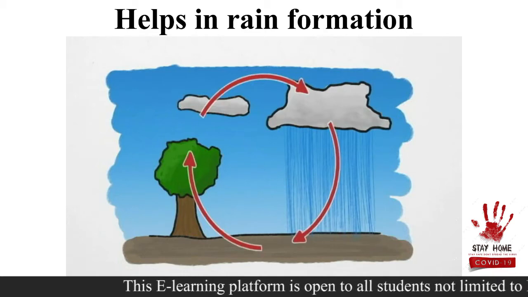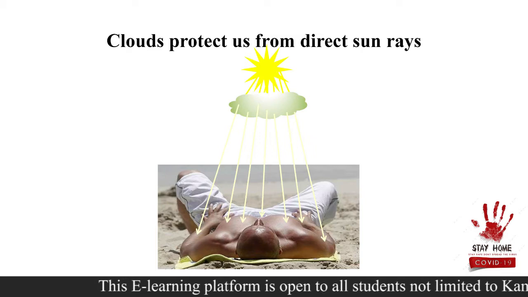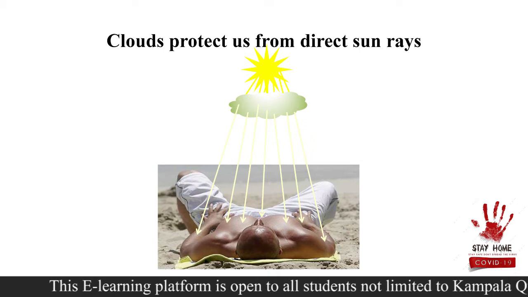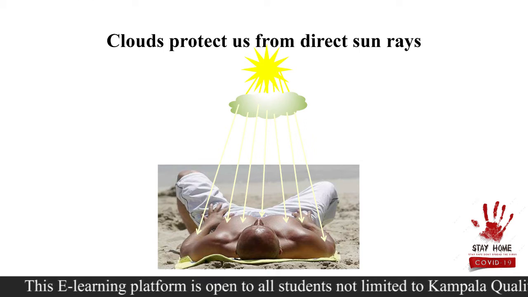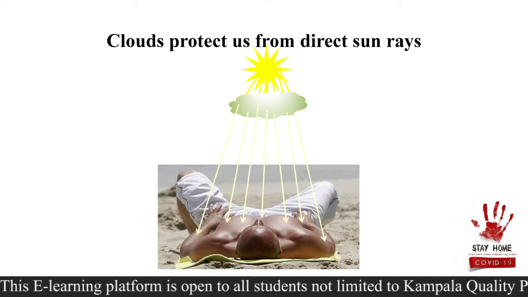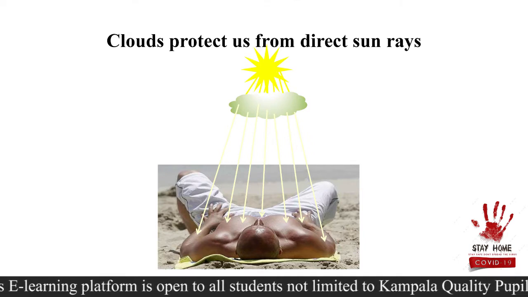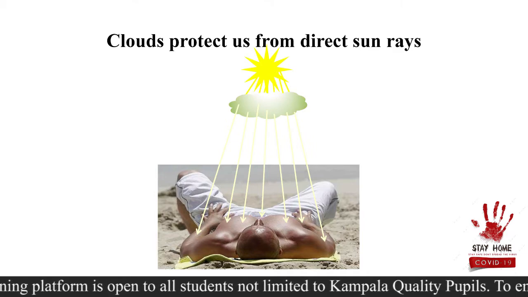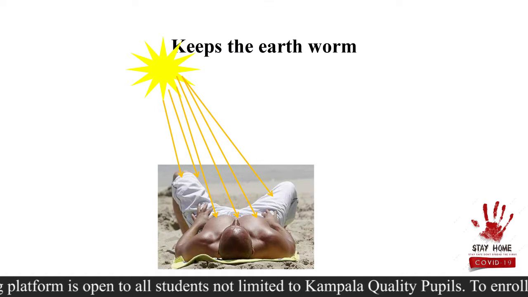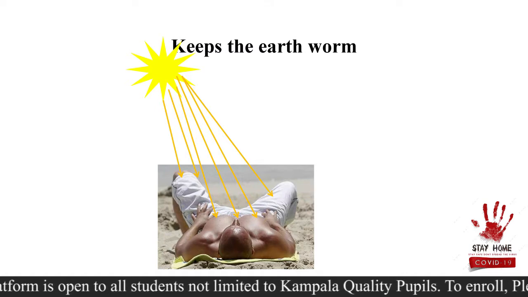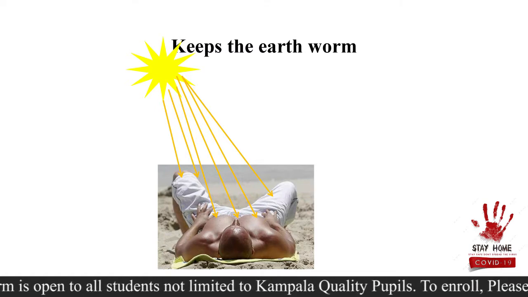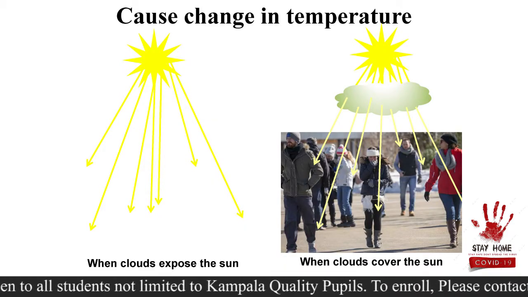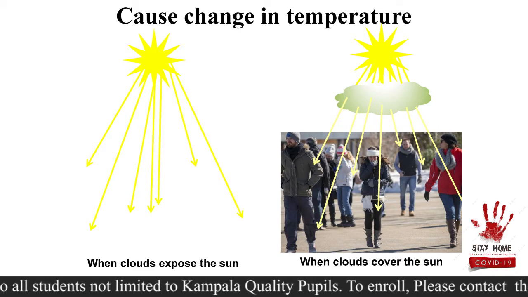So I have this also. The sunrays do not come direct because the clouds are in between the sun and the earth. So it will help to protect such that the rays do not reach people directly, those ones that are very hot. Then keeps the earth warm, and then also changes in temperature. I have some pictures here. We are going to see them.